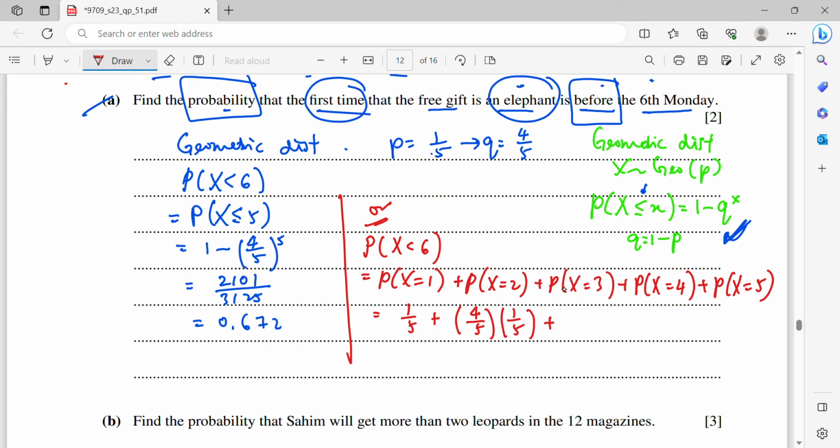P(X) equals 3 means that for the first 2 Mondays, first and second Monday, he didn't get it. And then the third Monday, he got the elephant as the free gift. So P(X) equals 4 means the first 3 Mondays, he didn't get it. That means the probability is 4 over 5 to the power 3. And then the fourth week, he got it. Plus when P(X) equals 5, this is 4 over 5 to the power 4, and then 1 over 5 to the power 1. So when you add all of this, you will be getting the same answer.